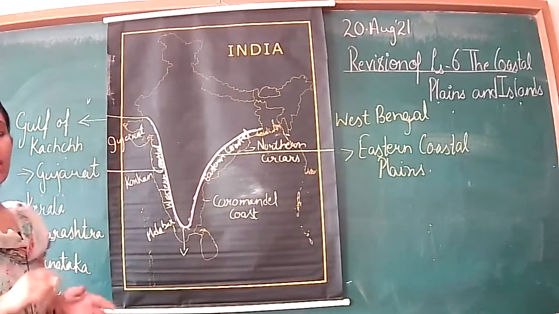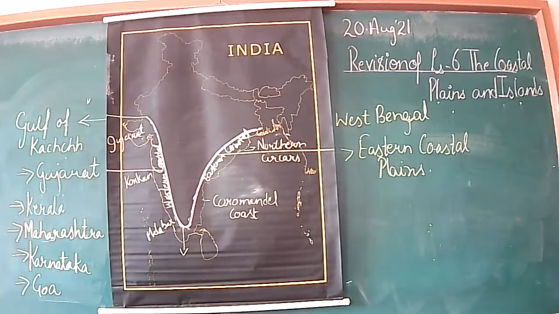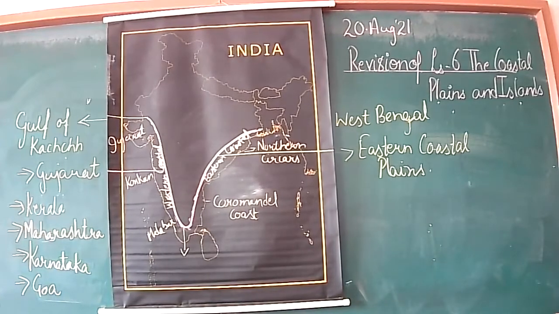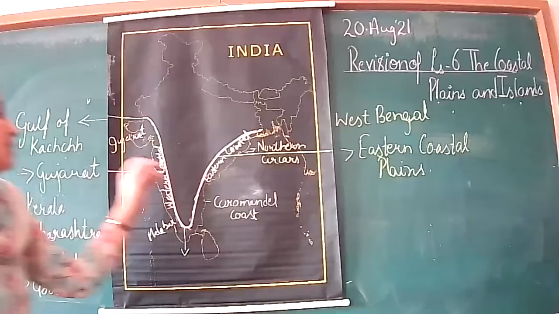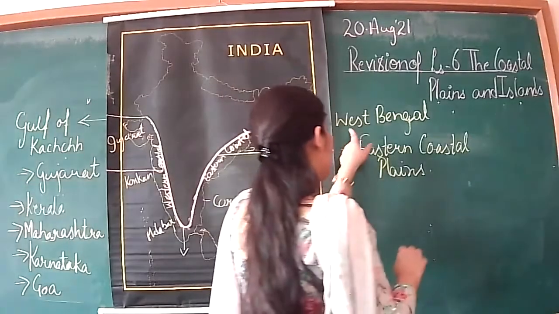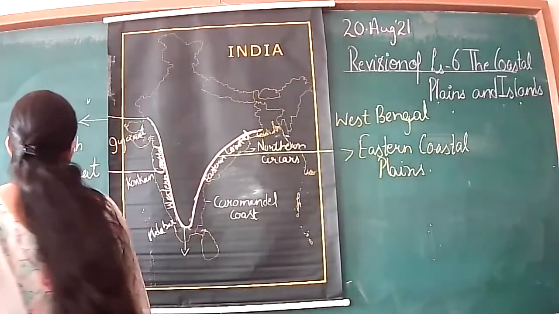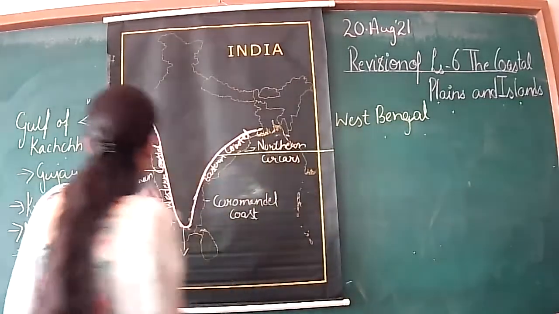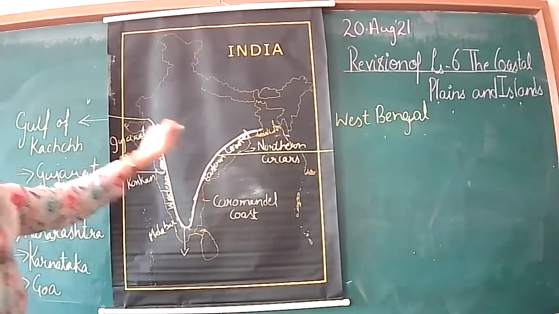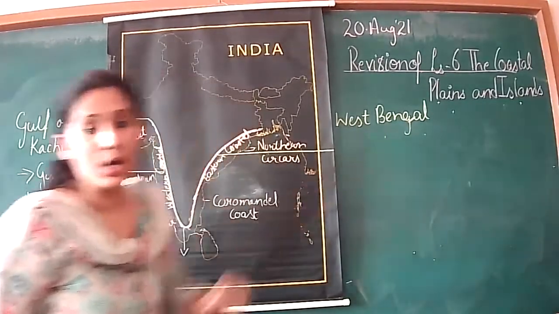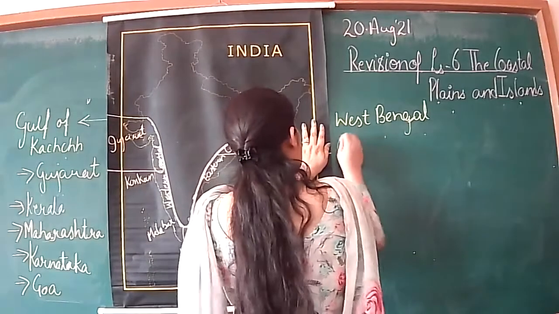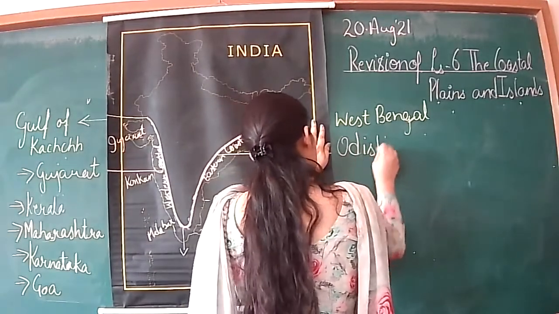Now let's talk about the states which come under the eastern coastal plains. The eastern coastal plain starts from West Bengal, so the first state will obviously be West Bengal. Just as in the western coastal plains we had Gujarat first, in the eastern it is Bengal. And then second we have Odisha.